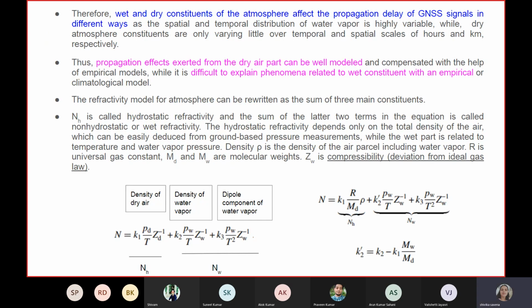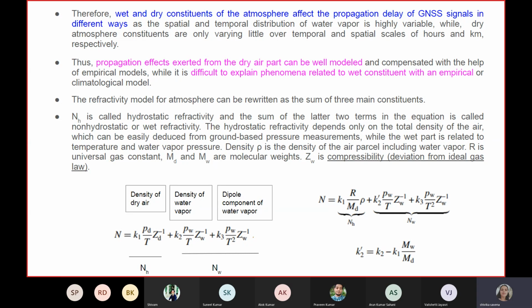So as we saw, there is a dipole component of water vapor, as well as the density of water vapor is also quite varying inside the atmosphere. So what happens is the wet and dry constituents of the atmosphere affect the propagation delay of GNSS signals in different ways. Wet means the effect is coming from water vapor, and dry means the effect is coming from the dry air containing all the dry gases and aerosols, etc.